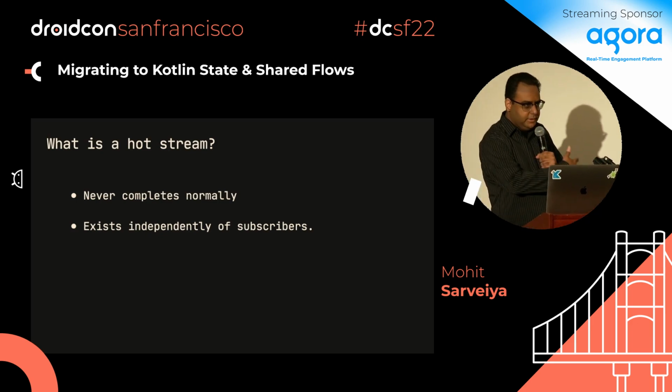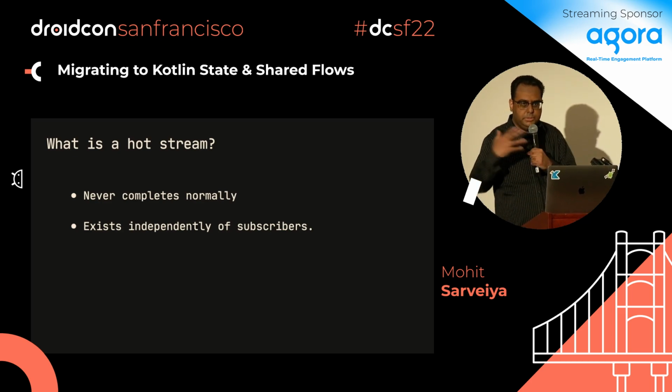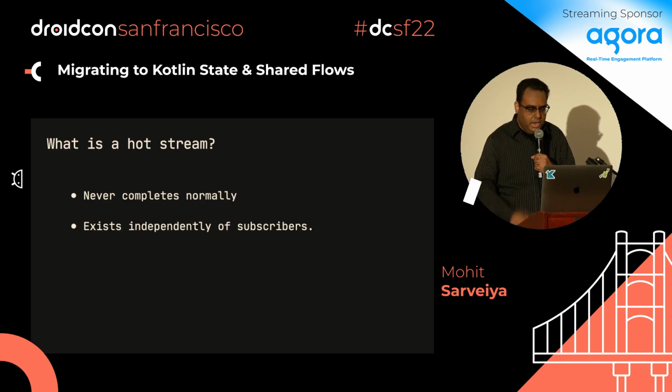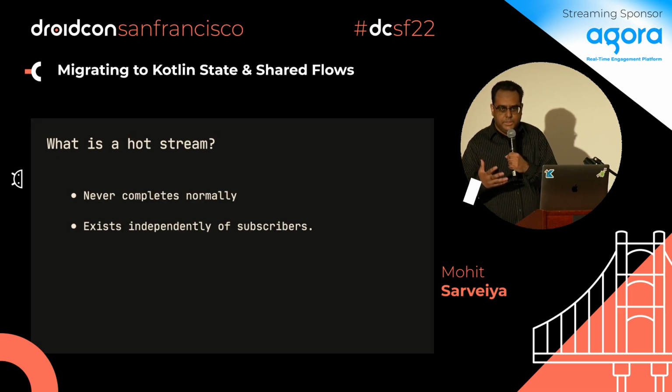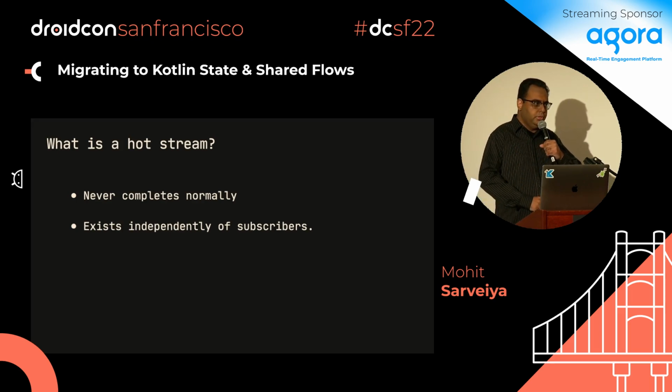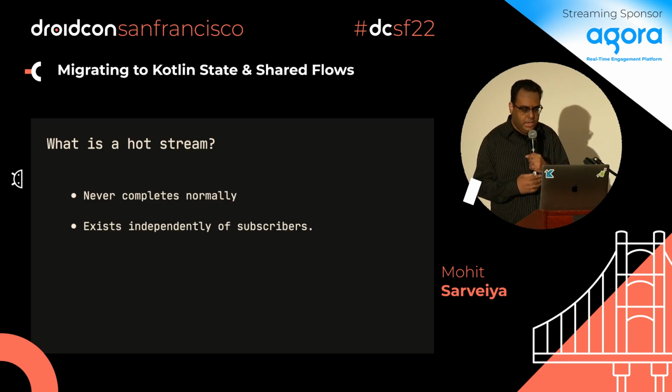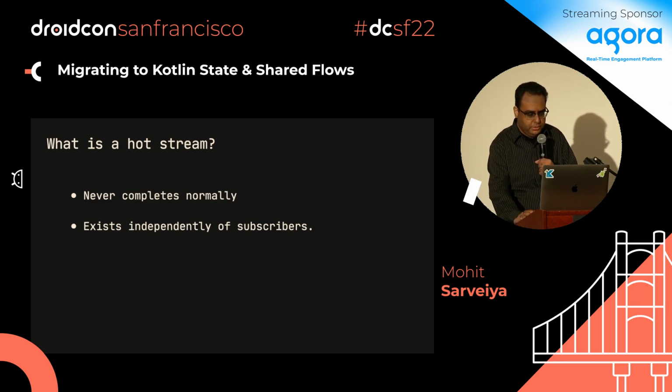As I showed you with the cold flow, the onCompletion block doesn't get called after all the collections. Hot streams also have this property where they exist independent of subscribers, meaning that you could collect from the flow at any time, and it's completely independent of how many subscribers you have.